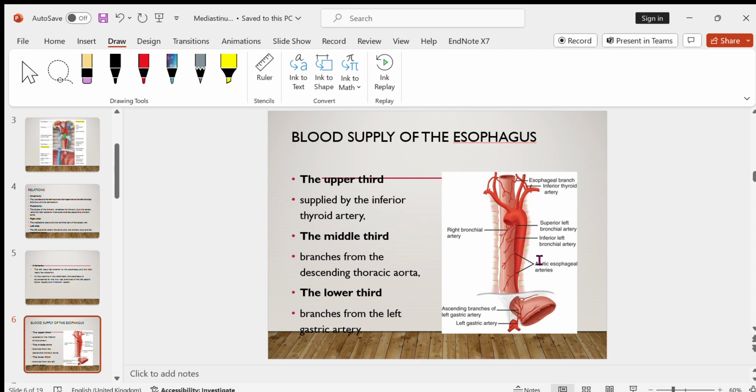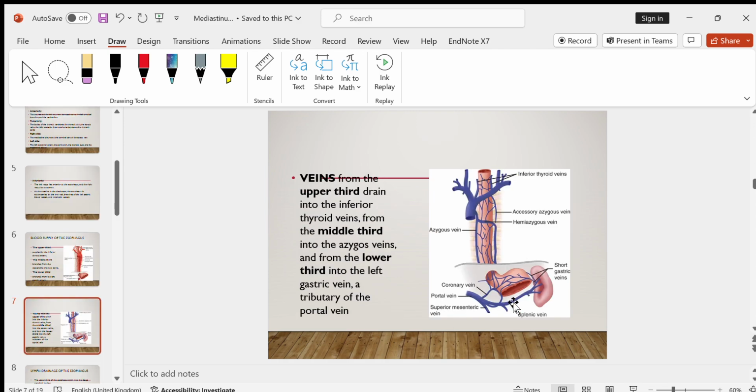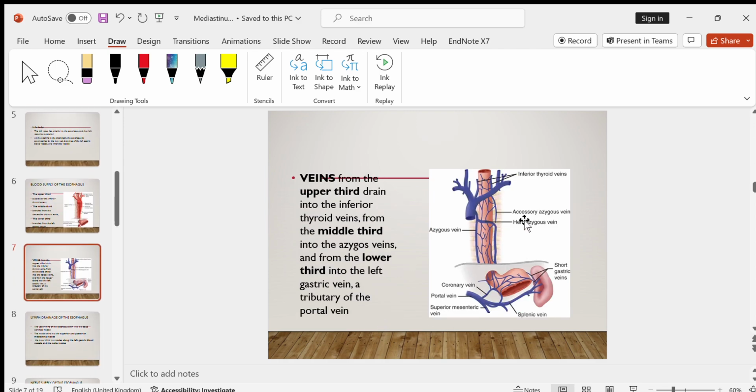The blood supply of the esophagus is very interesting. We will divide it into three parts: the upper part, the middle part, and the lower part. The upper part is supplied by branches of the inferior thyroid artery. The middle part is supplied by branches of the descending thoracic aorta, and the lower part is supplied by branches of the left gastric artery. The venous drainage is likewise: the upper part is drained by inferior thyroid veins, the middle part is drained by the azygous vein, and the inferior part is drained by the left gastric veins.